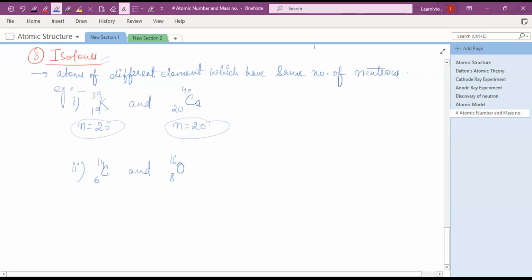Again, there is another example of isotones, which is carbon 14 and oxygen 16. In this case also, you can find the number of neutrons, which is 14 minus 6, which is 8. And here also 16 minus 8 means 8, right? So you can see that here also the number of neutrons is the same, means they are isotones. Clear? Yes, ma'am.